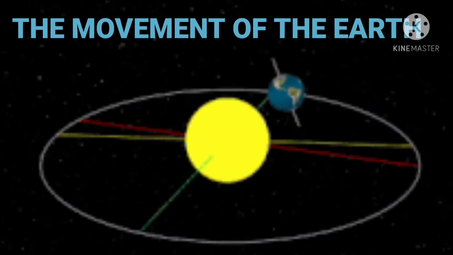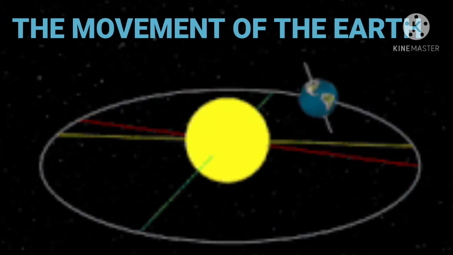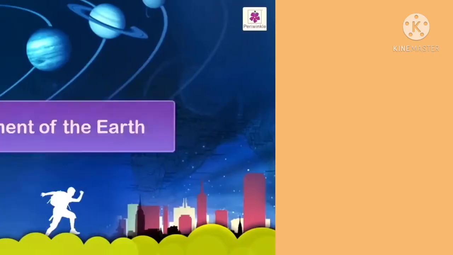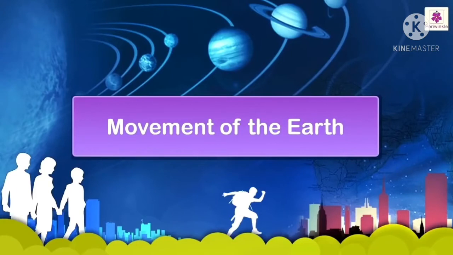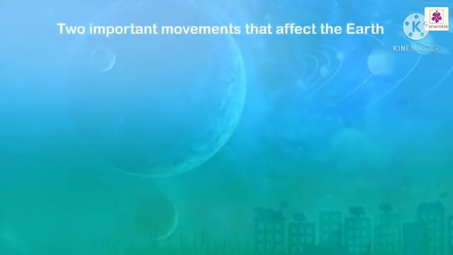As the earth moves around the sun, it spins or rotates from west to east. This spinning motion is called rotation, a movement of the earth. Welcome to today's interesting topic.